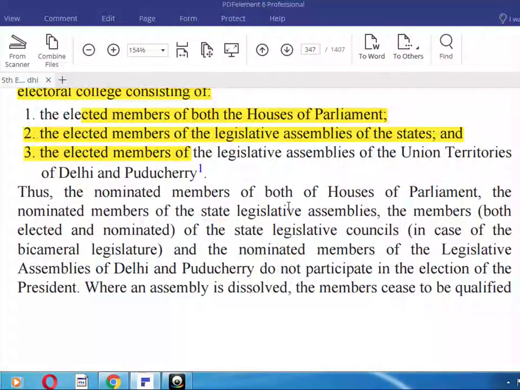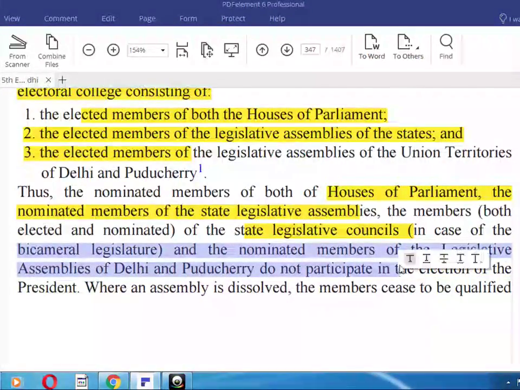The nominated members of both Houses of Parliament, the nominated members of the State Legislative Assemblies, the members, both elected and nominated, of the State Legislative Councils in the case of bicameral legislatures, and the nominated members of the Legislative Assembly of Delhi and Pondicherry do not participate in the election of the President.